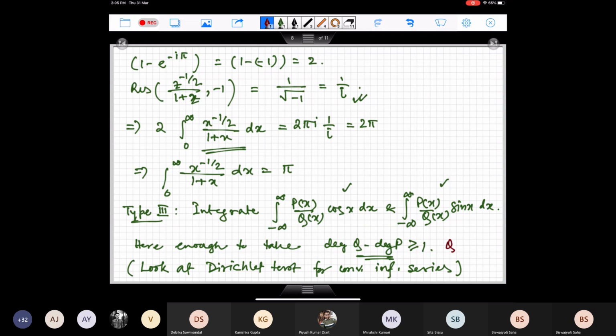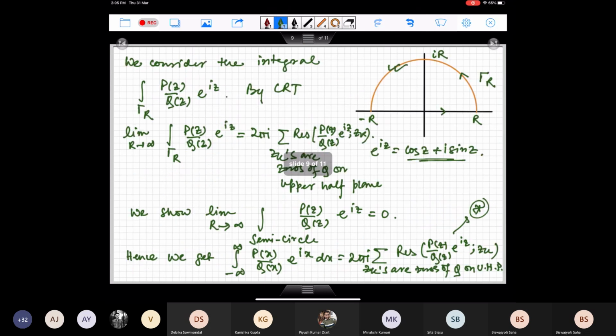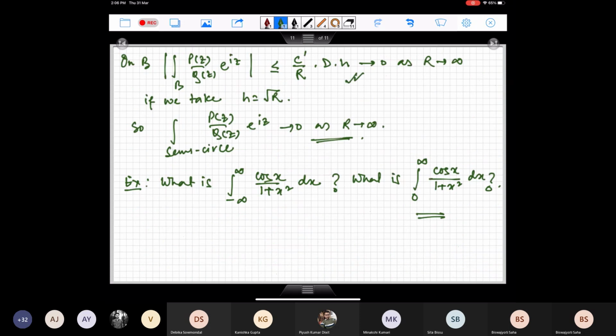So here I should write q(x) not equal to 0. Okay, now I will tell you something which is related to this, but it requires a slight attention. Okay, so let's do another worked out example.